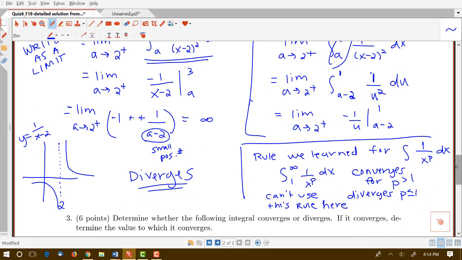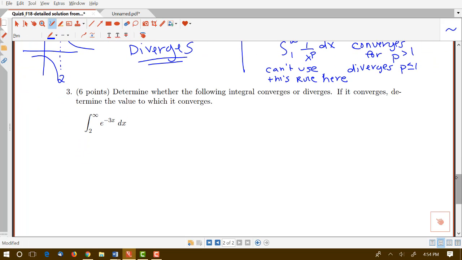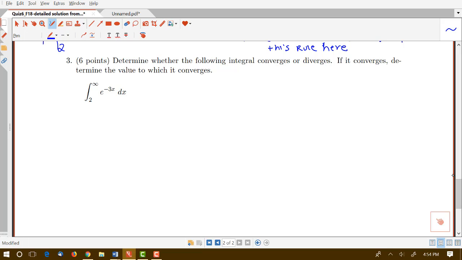Okay, so let's just look at one other example, or problem from the quiz. This is problem 3. We want to determine if the integral converges or diverges and evaluate it if it converges. This is the integral from 2 to infinity of e to the negative 3x dx. So it's improper because of this infinity. So I need to write this as a limit, replacing infinity with some variable other than x. I'm going to choose b, but you can choose whatever variable you want. And this will be an integral from 2 to b of e to the negative 3x dx.